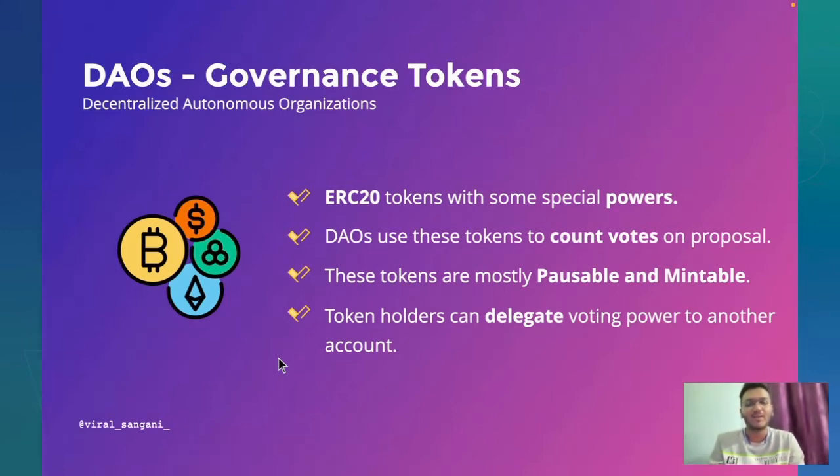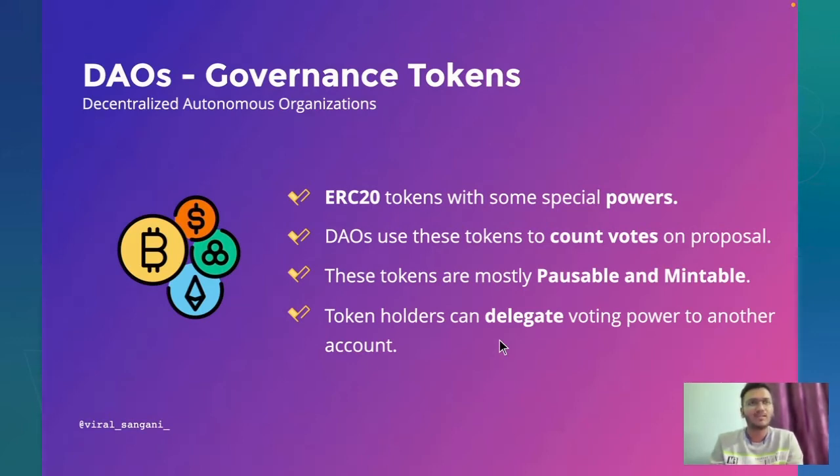When I say it's similar to an ERC token, you can do everything that an ERC token can do. You can send it to someone, you can sell it on centralized or decentralized exchanges, or anything that you can do with an ERC token can be done with this governance token, but it has an additional feature of a voting system. So these tokens are mostly pausable and mintable. So let's see what pausable is and what mintable is.